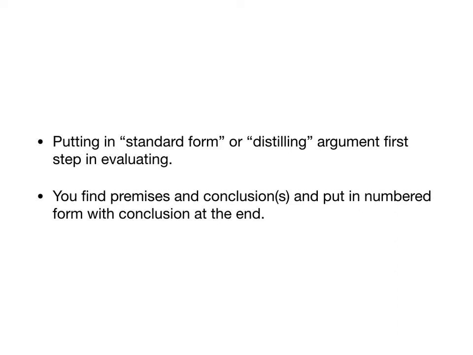So what you do when you put an argument in standard form is you find the premises and the conclusion, or conclusions. Sometimes arguments will have more than one conclusion. Relatively rare, but it does happen. And you put it in a numbered form with the premises first, and at the very end, the conclusion.